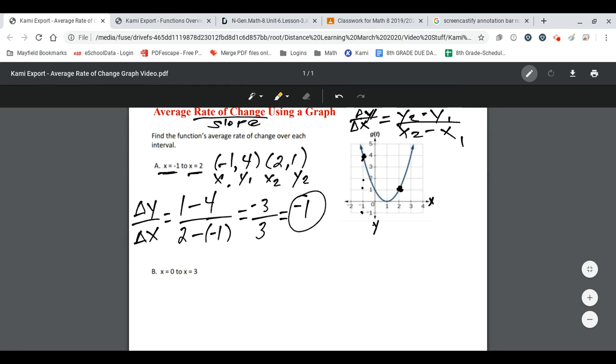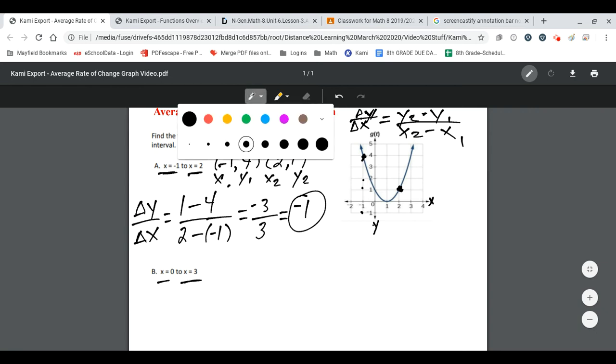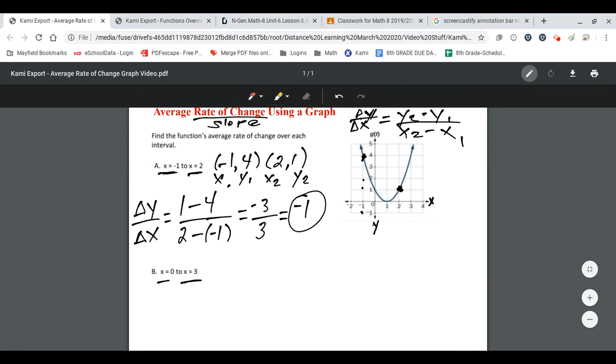Now I'll do one more. We're going to go from x equals 0 to x equals 3. So I have to look for my new points. When x equals 0, see, x is 0, y is equal to 1. So I've got 0, 1. When x is equal to 3, I'm going to go up, and right there, y is equal to 4. So my other point is 3, 4.